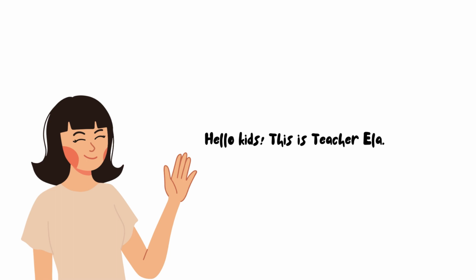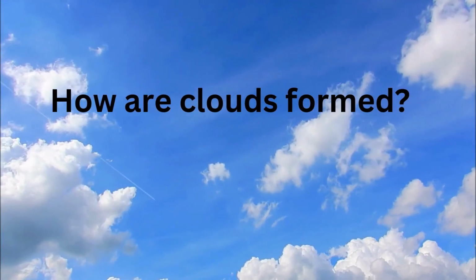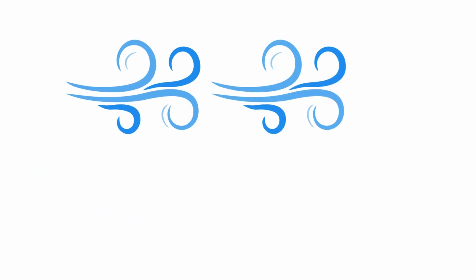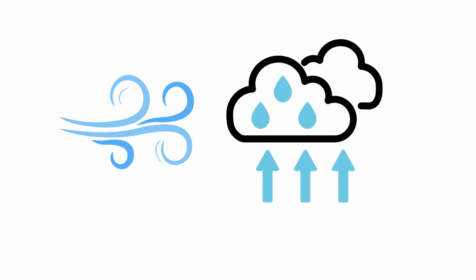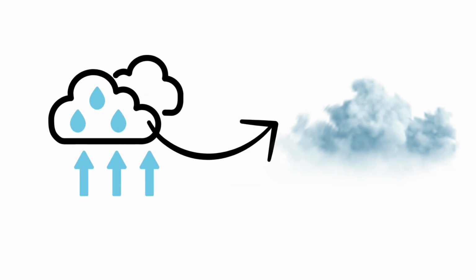Hello kids, this is Teacher Ella, and today we are going to talk about clouds. How are clouds formed? Clouds are formed when warm air rises and meets colder air. As the warm air goes higher, it cools down and the water vapor in it condenses into tiny water droplets. These droplets gather together to create clouds that we see in the sky. It's like a fluffy collection of water droplets hanging in the air.